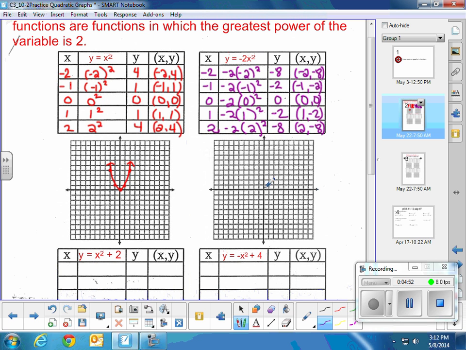-2, -8 is going to the left 2 and down 8. -1, -2 is going to the left 1 and down 2. 0, 0 is at our origin. 1, negative 2 is to the right 1 and down 2. And 2, negative 8 is to the right 2 and down 8. Now go ahead and connect those. You'll notice it's that same curved shape, except this time instead of opening upward, it's opening downward.